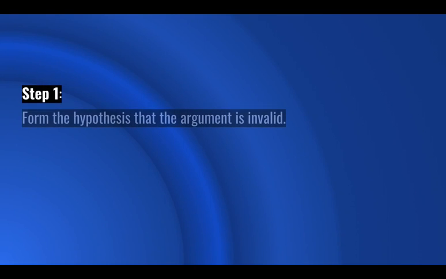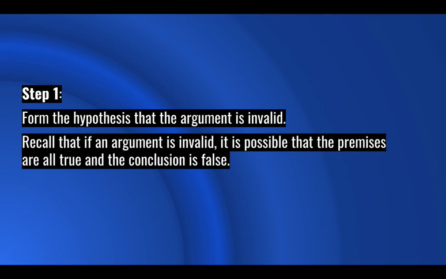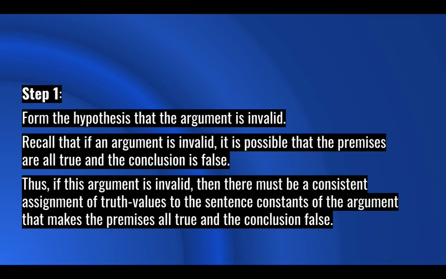Step 1. Form the hypothesis that the argument is invalid. Recall that if an argument is invalid, it is possible that the premises are all true and the conclusion is false. Thus, if this argument is invalid, then there must be a consistent assignment of truth values to the sentence constants of the argument that makes the premises all true and the conclusion false.